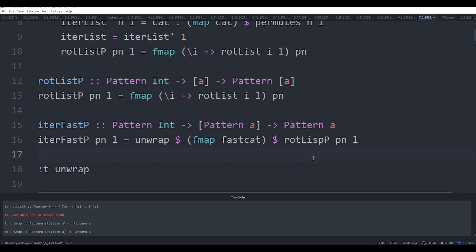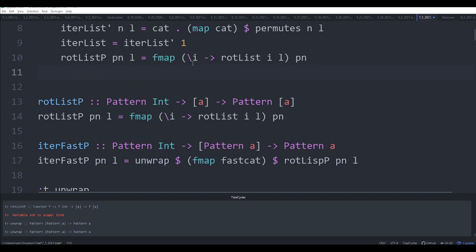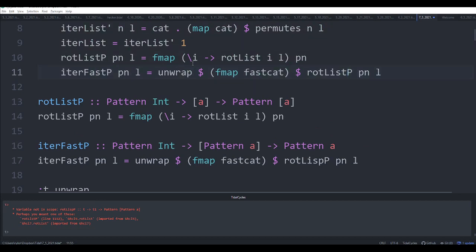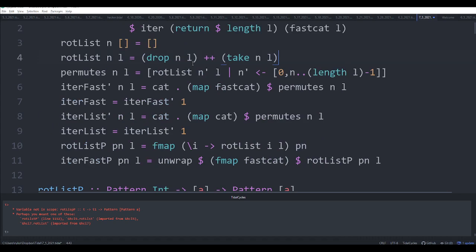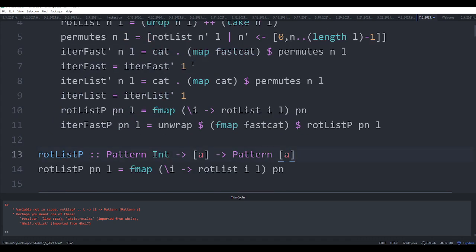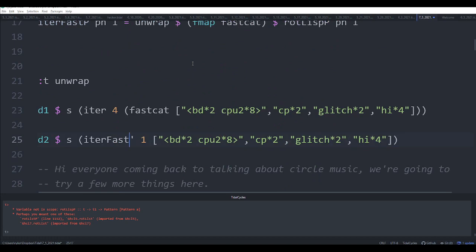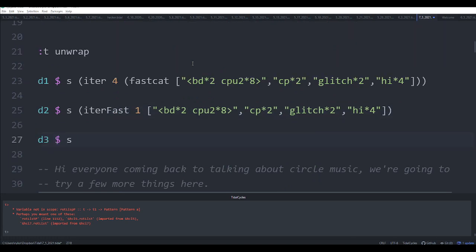Anyway, let's just see if this compiles, and let's see if it does what I'm hoping it'll do. Because if it doesn't, then heck. Okay. Oh, typo. Okay, that compiled. So iter fast p of just the constant pattern 1 should be the same as iter fast, right? I'm pretty sure. Okay. Let's see if that's true.